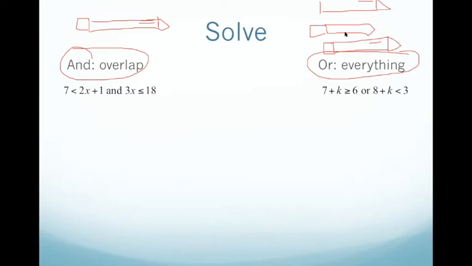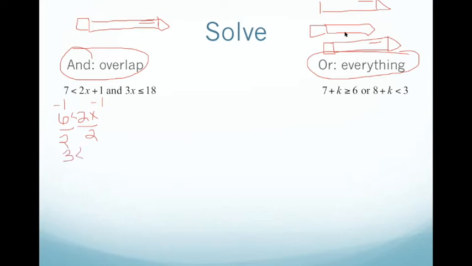So let's look at what that looks like. The first step is to solve each of the inequalities separately. So we're going to subtract 1 from both sides. We get 6 is less than 2x. Divide by 2, that's not a negative, so I'm not going to switch the inequality sign.